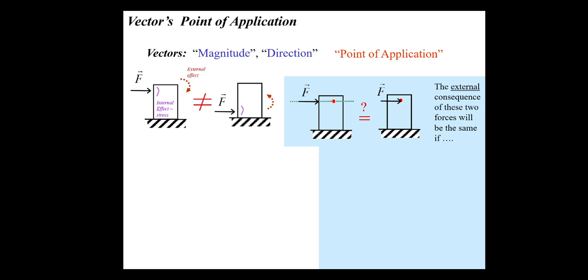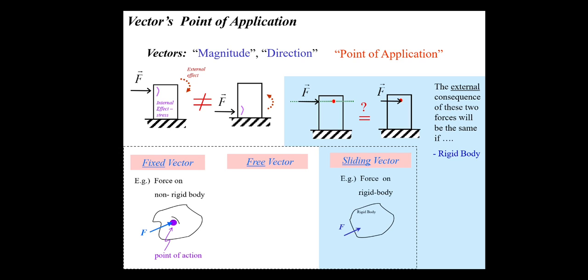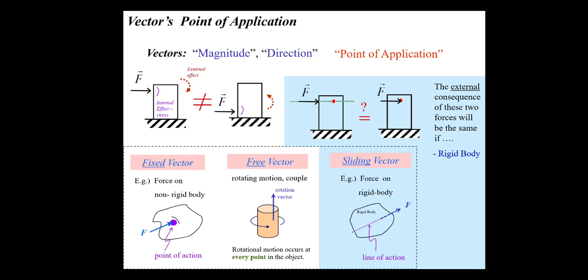The external consequences of the two forces will be the same if it is a rigid body. This is a fixed vector, this is a free vector, and that is a sliding vector. Force on a rigid body: point of action. Force on a rigid body: sliding vector. It's a free vector. Rotational motion, couple. Rotational motion occurs at every point in the object.